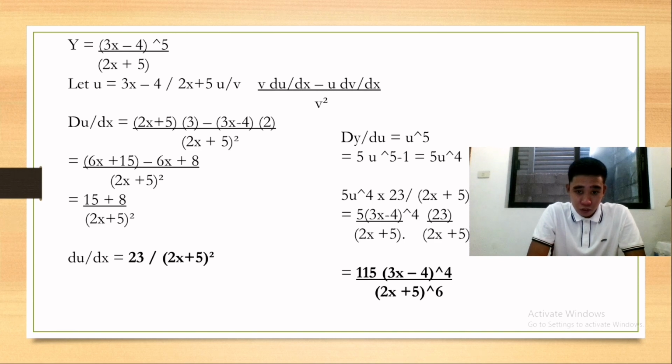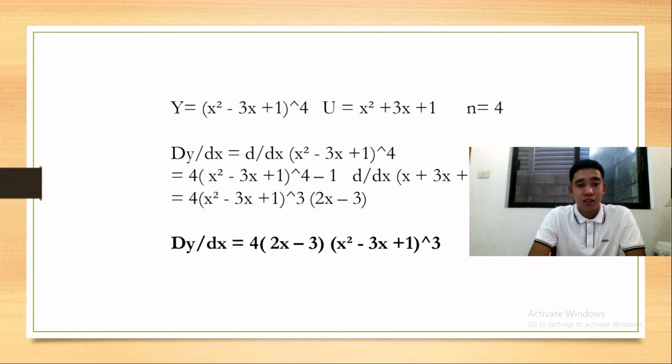dy over du equals u raised to 5. So 5u raised to 5 minus 1. Babawasan natin ng isa yung exponent. Kaya magiging sagot ay 5u raised to 4. 5u raised to 4 times 23 over 2x plus 5 squared equals 5 times 3x minus 4 raised to 4 over 2x plus 5 raised to 4 times 23 over 2x plus 5 squared. Kaya magiging sagot ay 115 times 3x minus 4 raised to 4 over 2x plus 5 raised to 6.